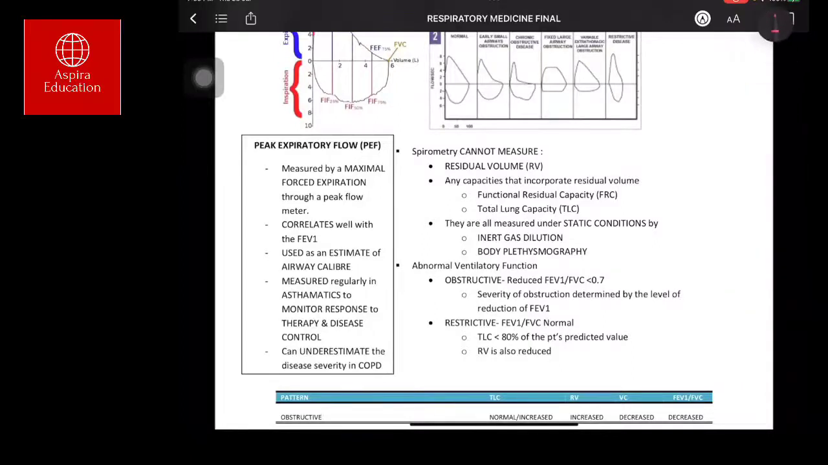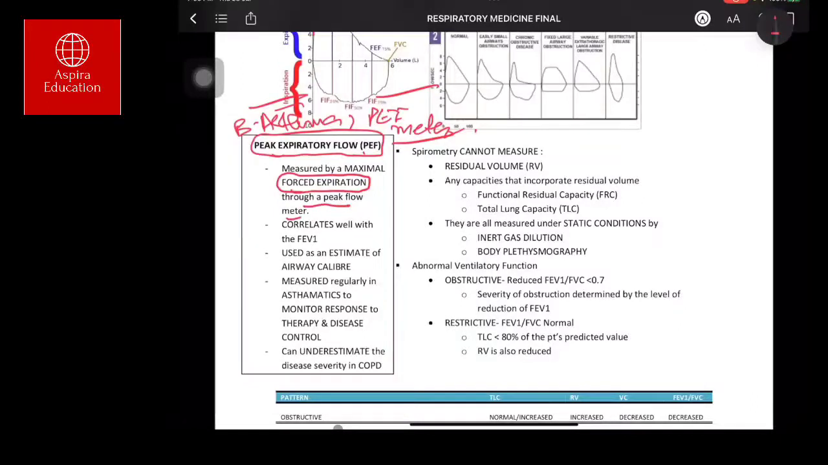Okay. Now, there is another test called peak expiratory flow, which is very important for bronchial asthma patients. In the UK, they can actually give the PEF meter, peak expiratory flow meter, to the patient. Now, this expiratory flow is measured by a maximal forced expiration through a peak flow meter. That means you're literally testing FEV1.